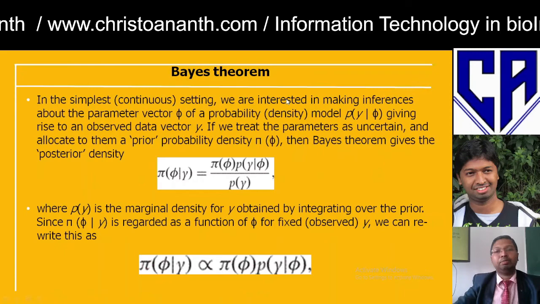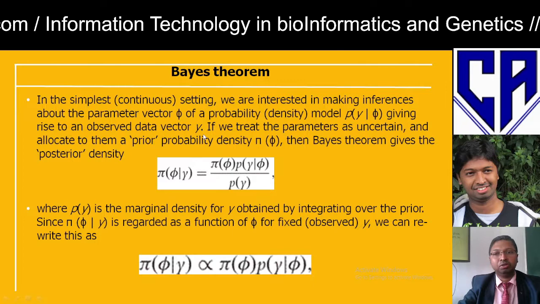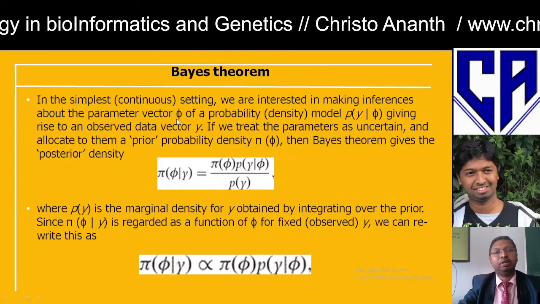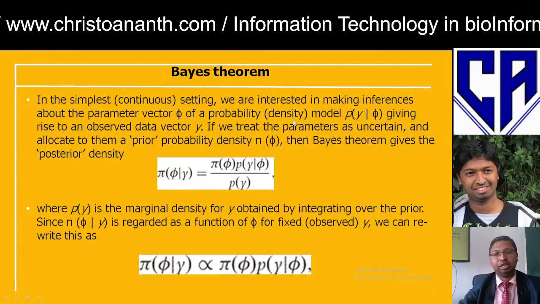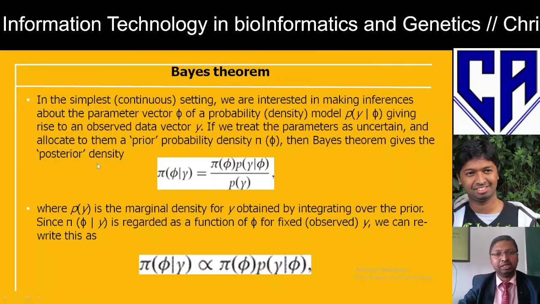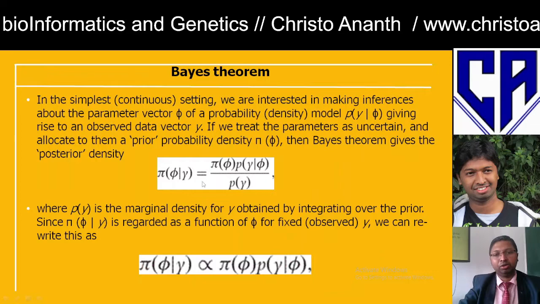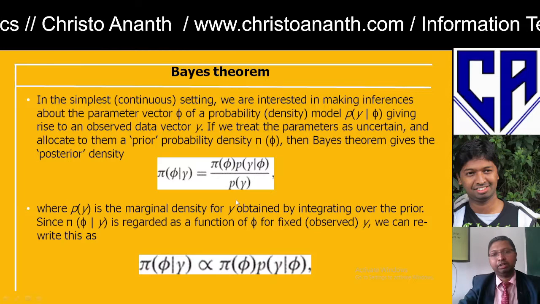And this is the Bayes theorem, from the Bayesian concept. This is what we are going to do: make some inferences about the parameter vector. The parameter vector is designated as phi. It has a probability density model P(y|phi), giving rise to a data vector y. In the Bayes theorem, we have the posterior density pi(phi|y), which is equal to pi(phi) times P(y|phi), divided by P(y). Generally you can call this the Bayes theorem.